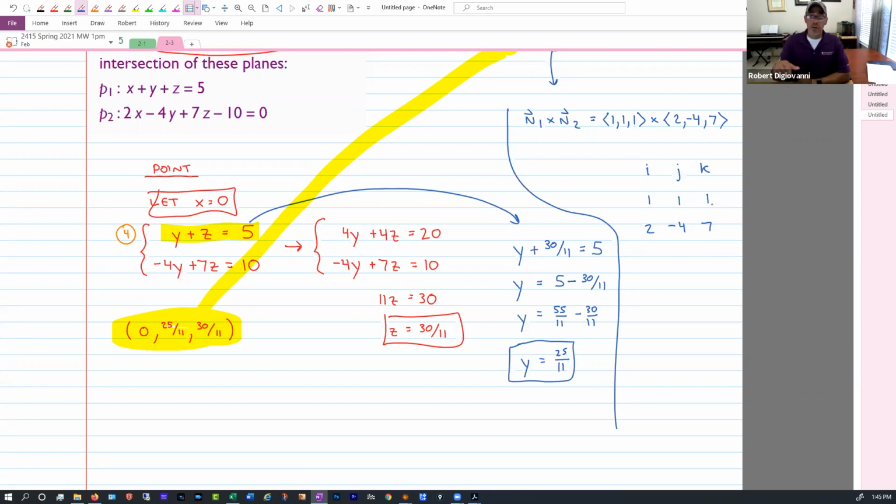Let me show you. I'll show you after this. Well, maybe if I have time, I'll show you how to cross 2 vectors, 4-dimensional vectors. I can show you how to do it.